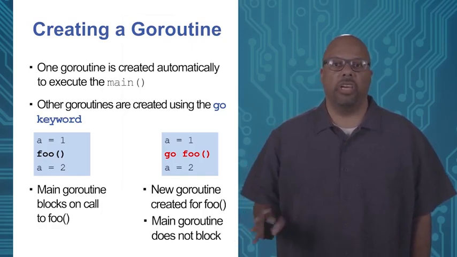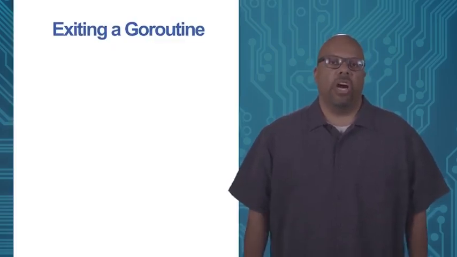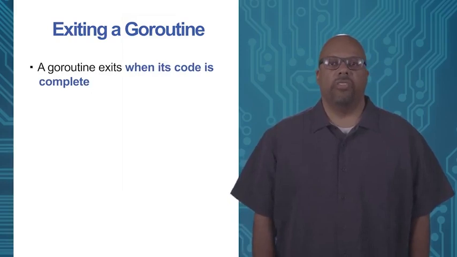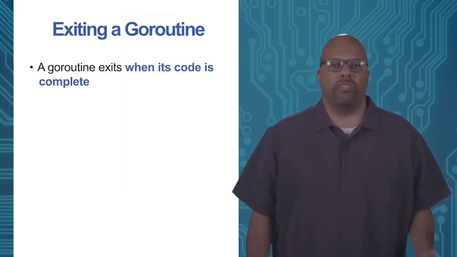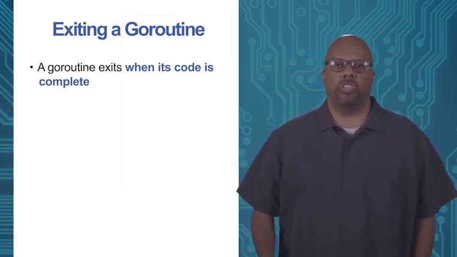So I just showed you how to start a Go routine. It's pretty simple. You say go and then give the name of the function that you want to execute, or define the function you want to execute, and the Go routine will execute the code associated with that function. A Go routine generally exits when its code is complete. Whenever it's done with whatever function it's executing, it returns from that.